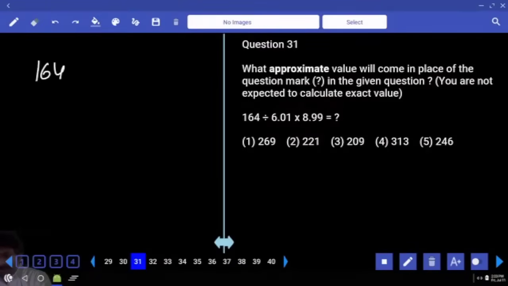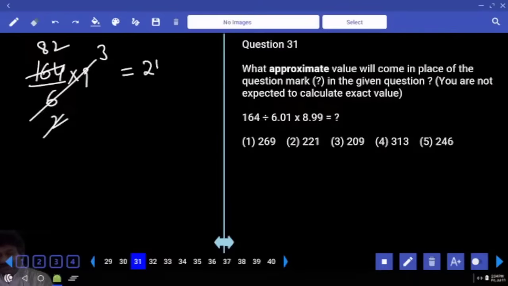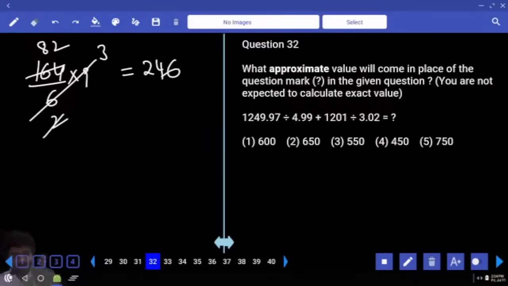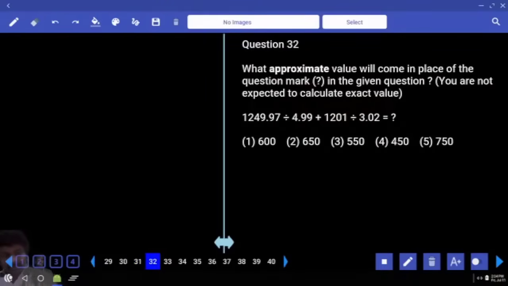Approximations: 164 divided by 6 into 9. 2 times 2, 82 times 83 is 240, 236. Fifth option. Next. 1250 divided by 5, which is 250, plus 1200 divided by 3, 400. Answer.